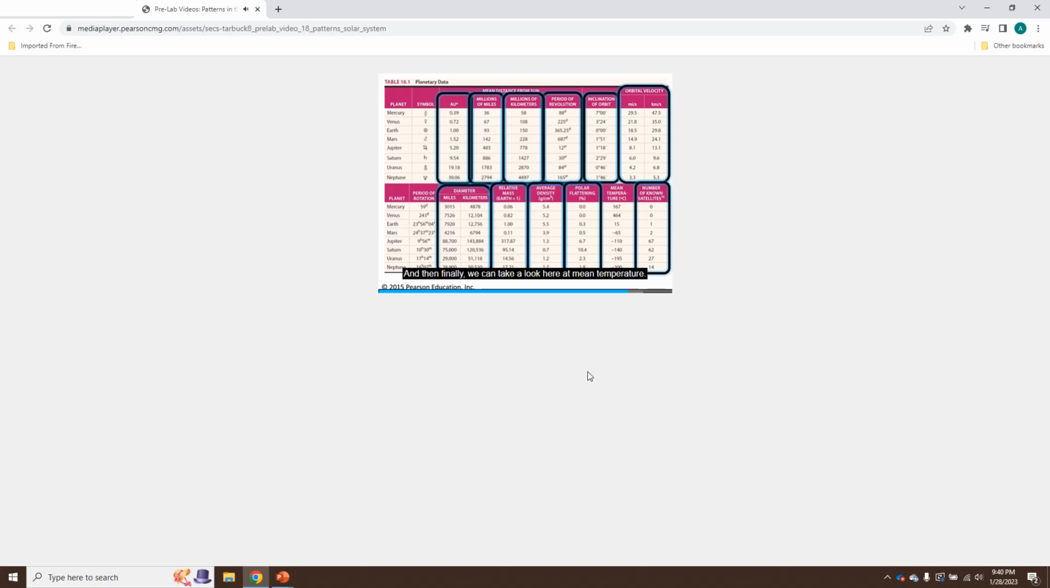And then finally, we can take a look here at mean temperature. This is in degrees Celsius, but you can see that essentially the inner planets are hotter, the outer planets are colder, and the only planet that has a temperature between 0 and 100 degrees Celsius is Earth. That is the temperature that we need in order to have liquid water. Average temperature on Earth is 15 degrees Celsius.